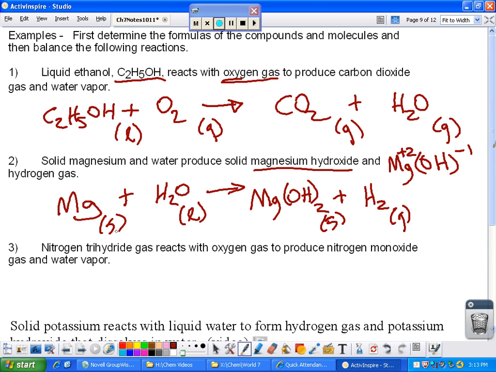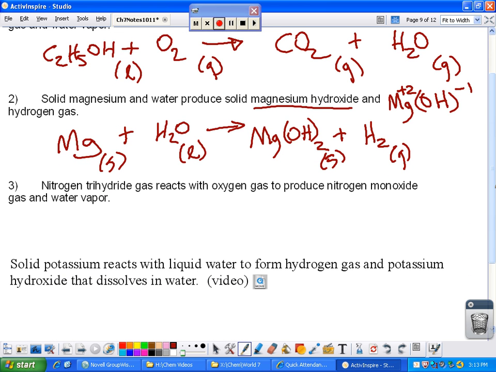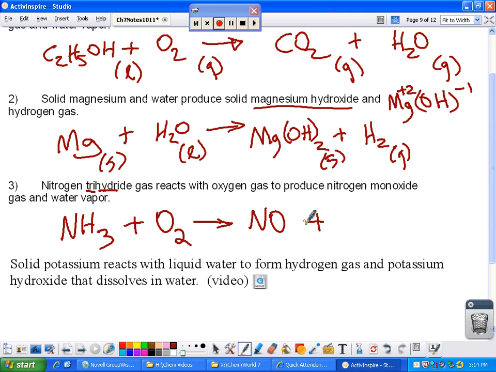And the third one, nitrogen trihydride. What's nitrogen trihydride's formula? N. It says tri and then hydride. What do you think? NH3. Yep, NH3. It's usually called ammonia. And it reacts with, there's our plus sign, oxygen, O2, to produce. What is nitrogen monoxide? NO. And the other one is water vapor.